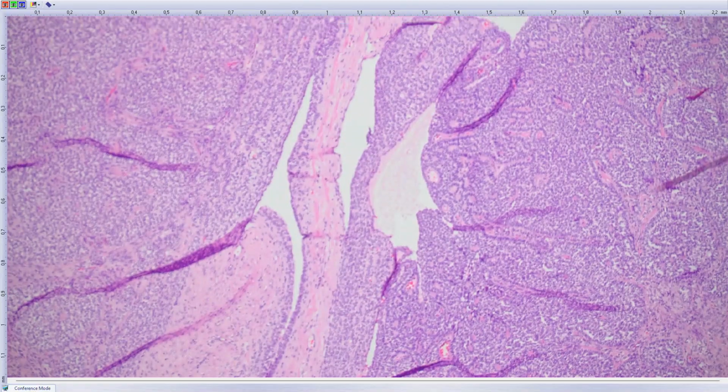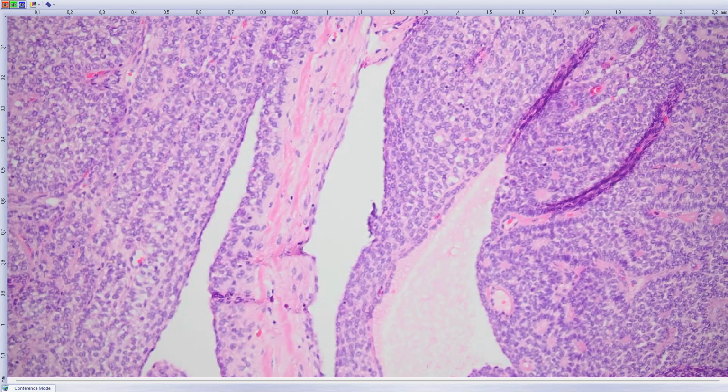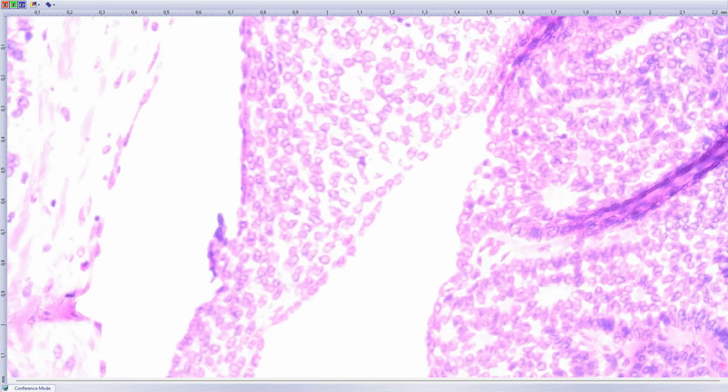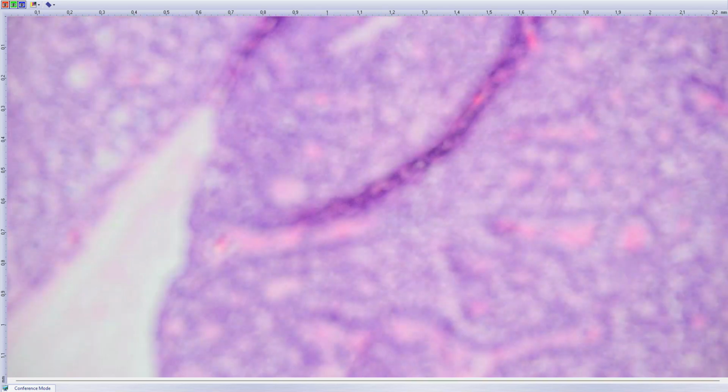It's very typical, this solid and cystic appearance and rosettoid structures. This is a very typical granulosa cell tumor of adult type. Do you have to perform immunohistochemistry? It's not really necessary for the diagnosis.